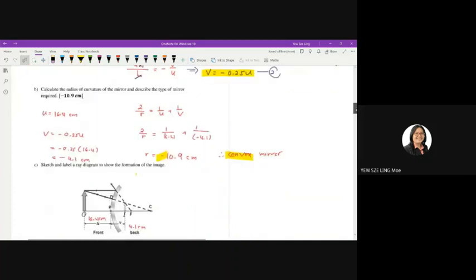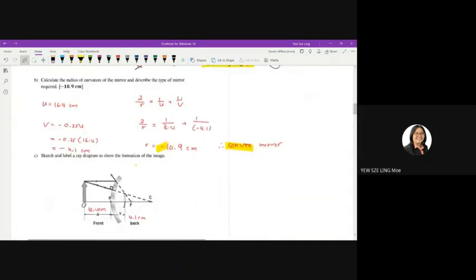By using 2 over R equals 1 over U plus 1 over V to determine the value of the radius of curvature, and because of the negative sign, you know that this is a convex mirror. Because when you have an upright image, actually there are two possibilities. Either the object is located in front of a concave mirror, less than the focal length, or you have a convex mirror.